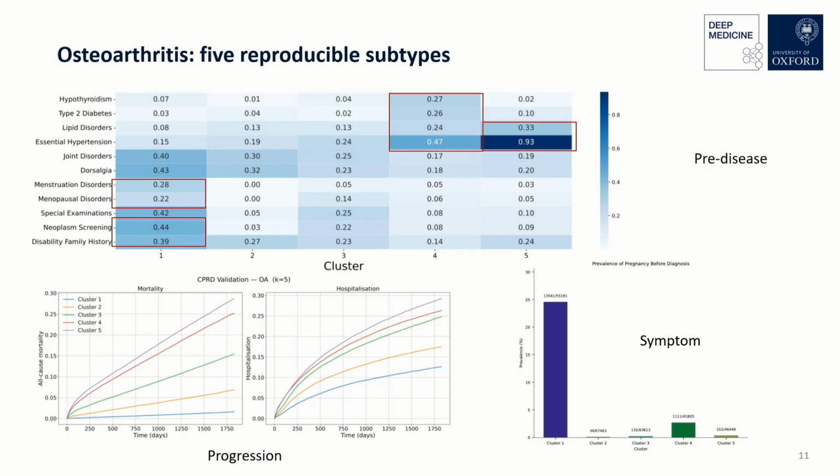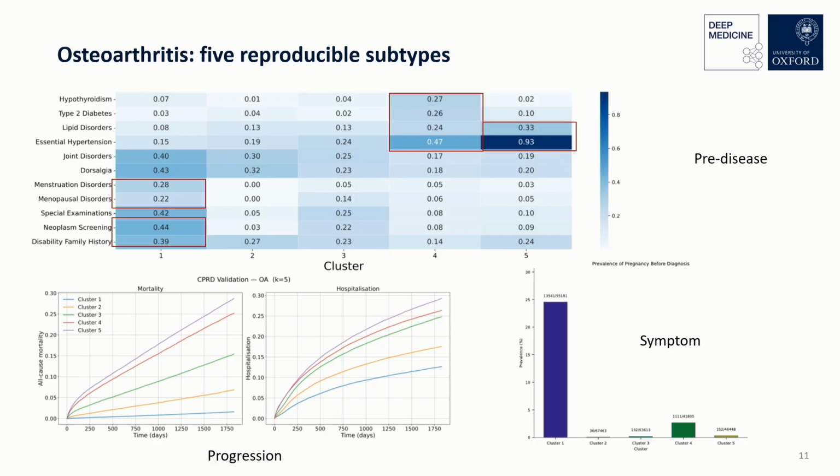First, we look at the pre-diagnosis comorbidity. As you can see here, we found that cluster 1 patients have a high prevalence of menopause-related disorders, while in cluster 4, we found a high hyperthyroid burden before OA onset. Besides, for cluster 5, over 93% of patients have hypertension when they are diagnosed with OA. This is the pre-disease comorbidity burden.